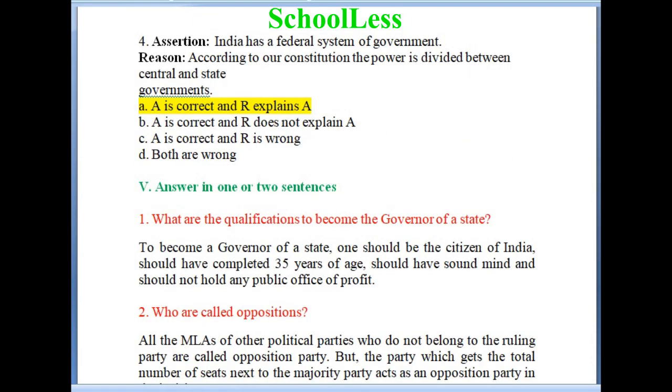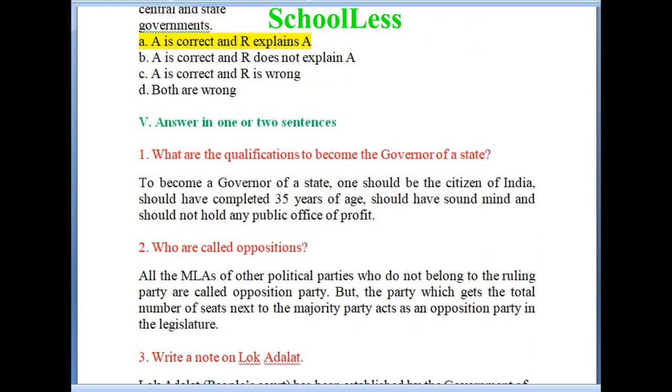Coming to 4, assertion. India has a federal system of government. Reason, according to our constitution, the power is divided between state and central governments. In this, A is correct and R explains A. That means assertion is a correct statement and the reason given under the column reason explains the assertion properly. Therefore, A is correct and R explains A.